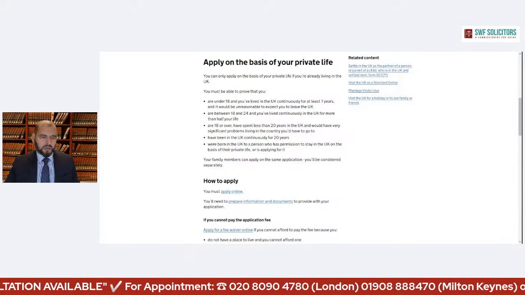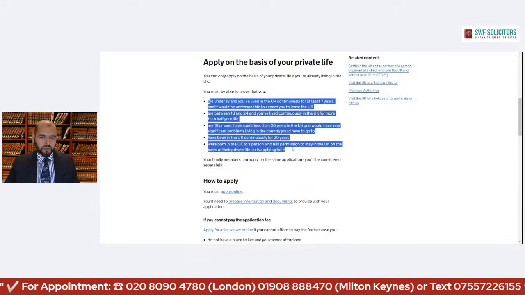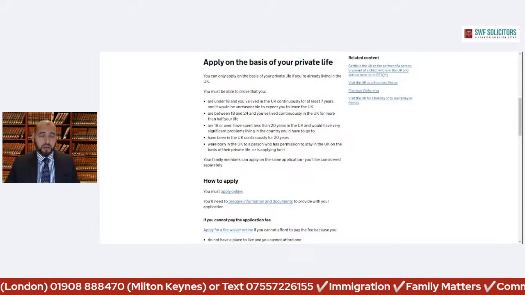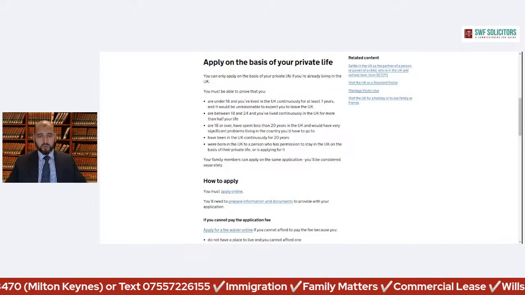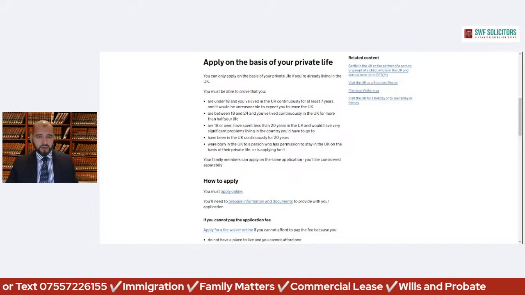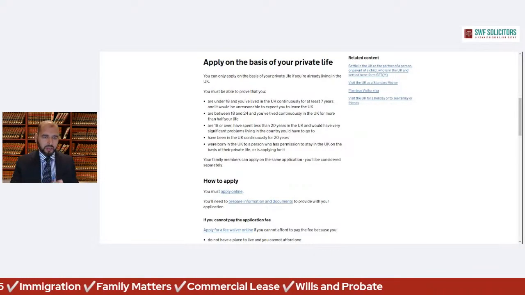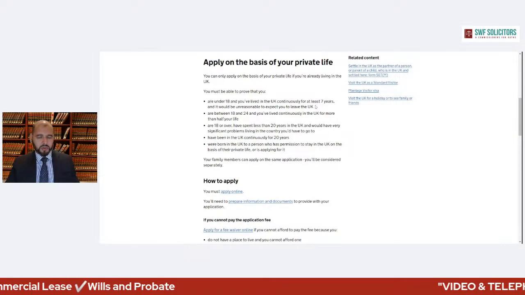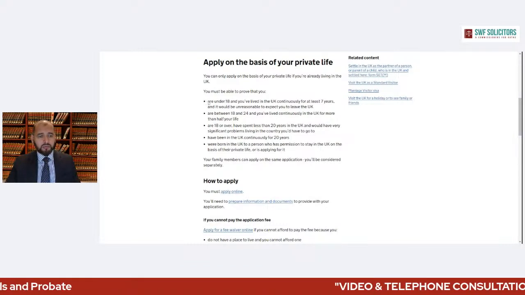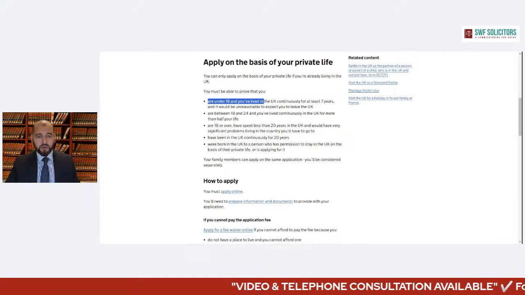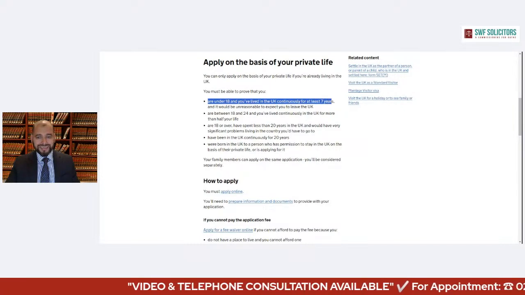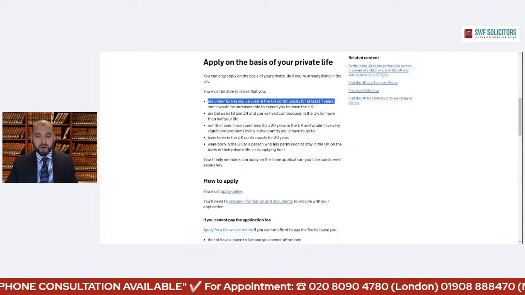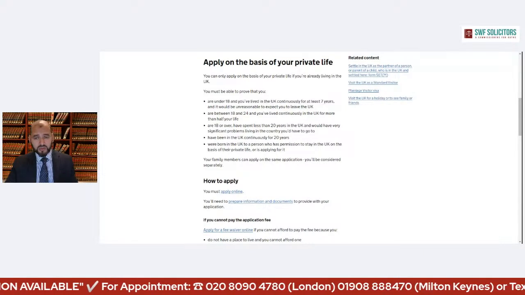These are the requirements if you want to apply for private and family life. Article 8 has two parts: one is private life, another is family life. But I will speak about private life, FLR FP, which is the private life application. First, if you are under 18 and have lived in the UK continuously for 7 years, irrespective of where you were born, whether in the UK or outside the UK.